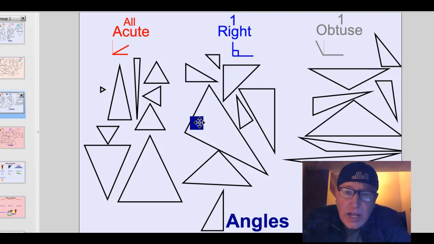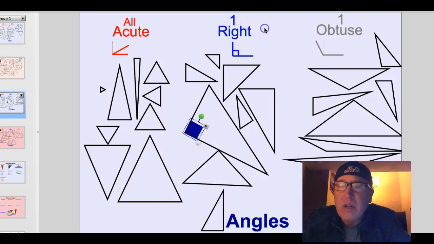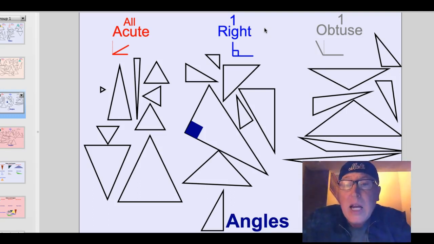It may not look like it. This one here, I've got to turn it a little bit, but it'll slide in there. They all have right angles. They can only have one right angle because a right angle is 90 degrees. If you had two right angles, it'd be 180 degrees, and that's how many are in a total triangle. So you can't have more than one of them because when you add all the angles together, they have to be 180 degrees. All right.